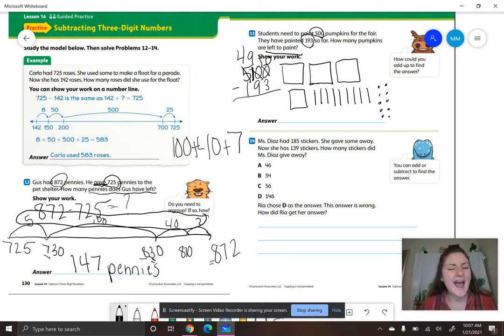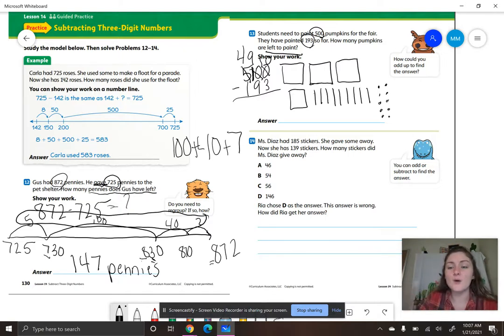I still have 500. 400s, 9 tens, and 10 ones still makes a whole of 500. We regrouped so we could take our part away. So now I can start taking away.